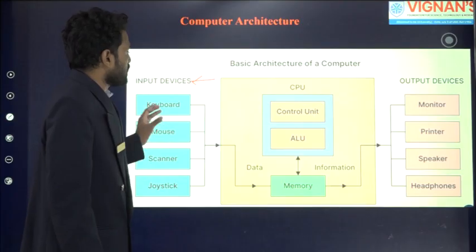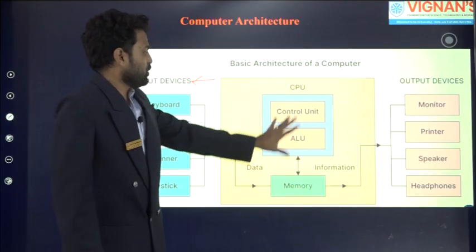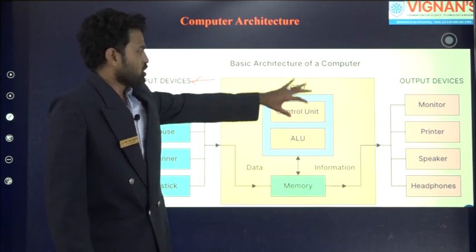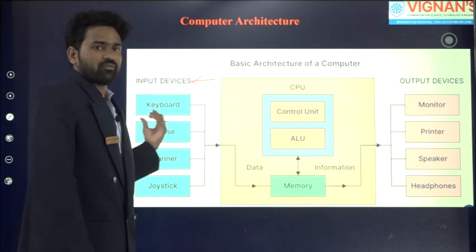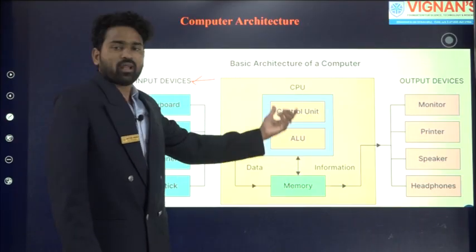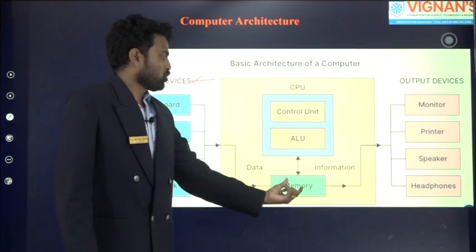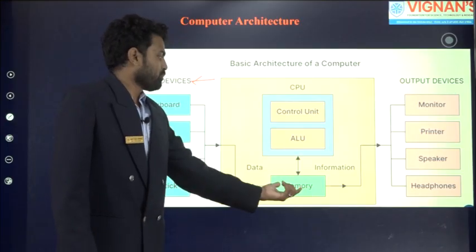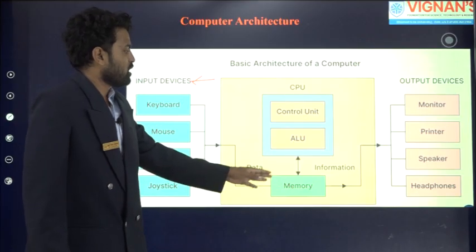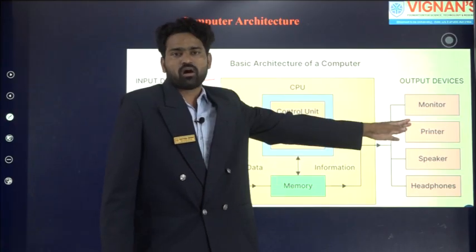These input devices are passed to the CPU, then the CPU is going to do some process. The CPU has a control unit and ALU. Whatever inputs we have received from the devices are processed in the CPU, and after doing the process, we are going to store those into main memory. In that main memory, we will store all the information. After storing the information in main memory, we will pass it to our output devices.